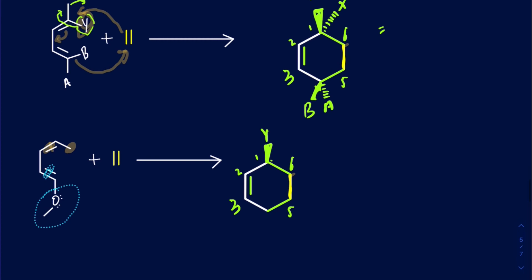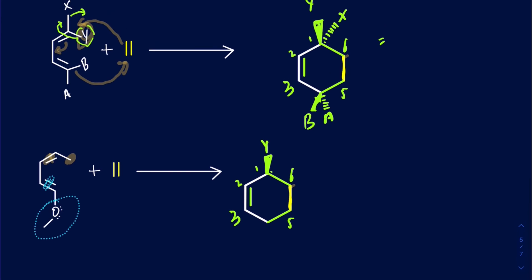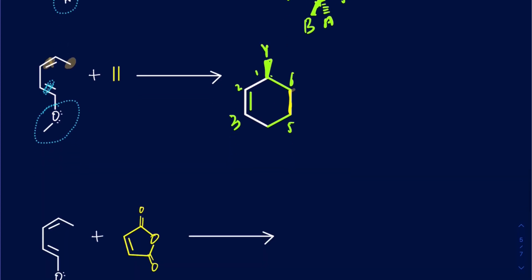And then this other group that I have here, this methoxy group, is trans to that double bond. And if I go back and look at my reference, it's at the same position where A was, and A would be going back into the page. So this would be going back into the page. So this is how it's really going to look in terms of the stereochemistry.